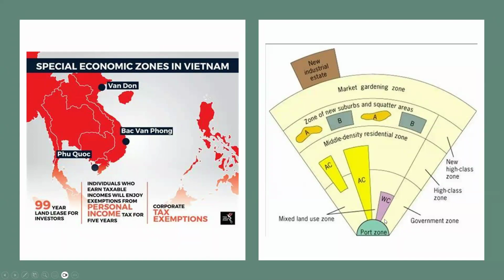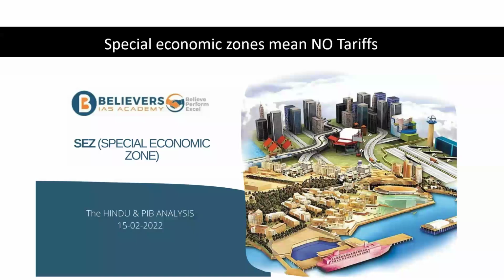What happens in these special economic zones is that as long as a product enters in through the port zone and goes straight into the factory zone, for either the Western countries, WC, or for the AC, alien commercial zone, which means Chinese companies, as long as it stays within the factory zone and then the port zone, no taxes or tariffs are going to apply.